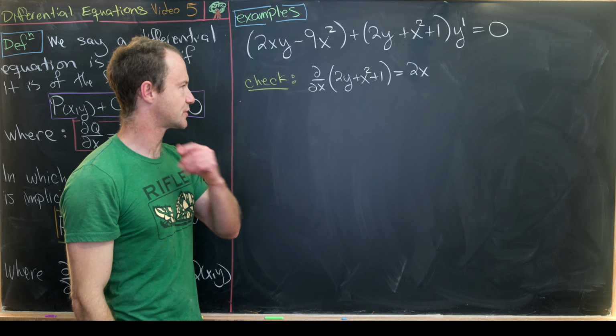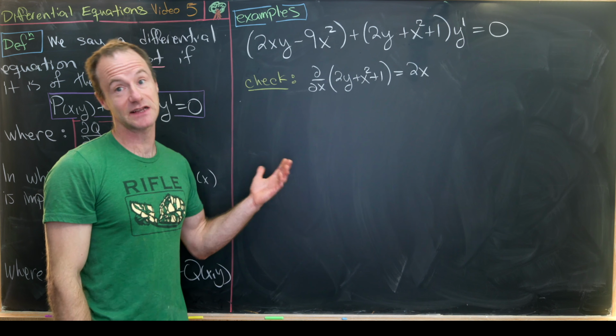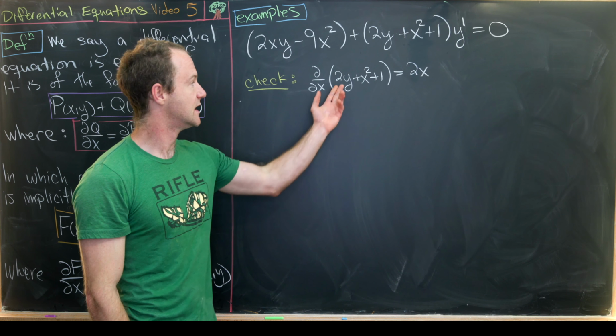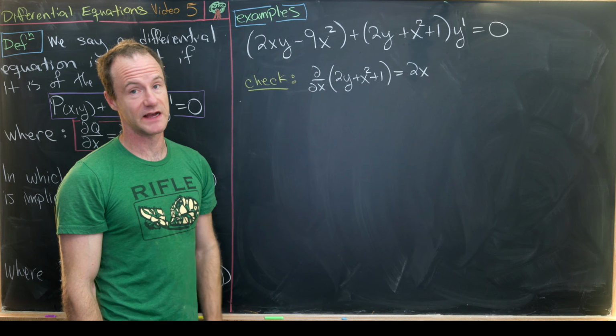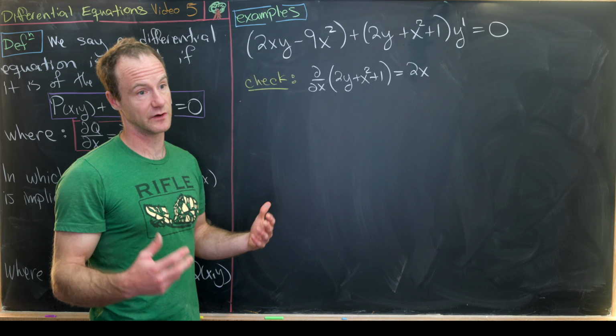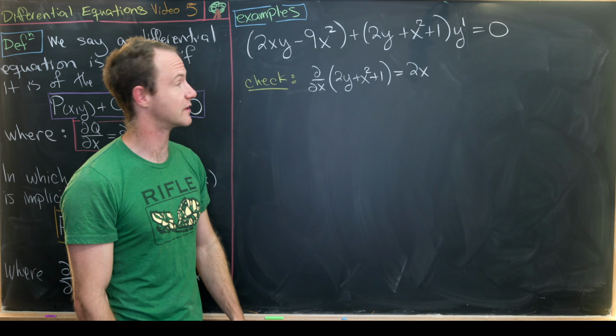Let's recall the partial with respect to x looks at all of the variables and it sees x as a variable, but it sees all of the other variables just as a constant. That's why the derivative of 2y is equal to 0 here. This is not like a total derivative where we know that y is a function of x. This is a partial derivative.